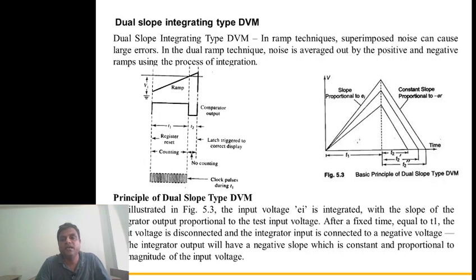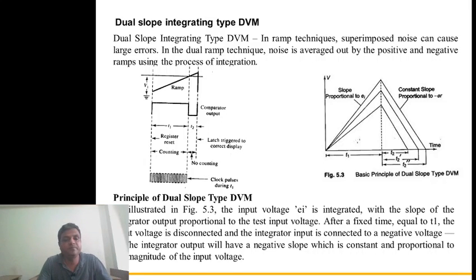So it basically superimposes noise. In the dual ramp technique, noise is averaged out by the positive and negative ramp in the process of integration. So basically the noise is very small in the dual slope ramp. If you are using a simple ramp, dual slope means the ramp covers half starting from the negative and moving to the positive, or starting from the positive and moving to the negative. Simple ramps are either on the positive side or the negative side.